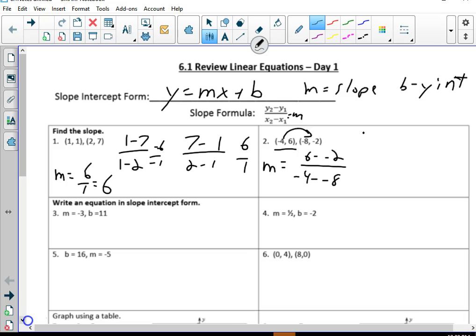What happens when you subtract a negative? Positive. So it's really 6 plus 2 over 4 plus 8. And that's 8 over... Oh, my bad. It's negative 4 plus 8. I almost forgot to carry my negative over. So 8 minus 4 is 4. That simplifies to 2 over 1 or just 2. You can write either way, 2 over 1 or 2.